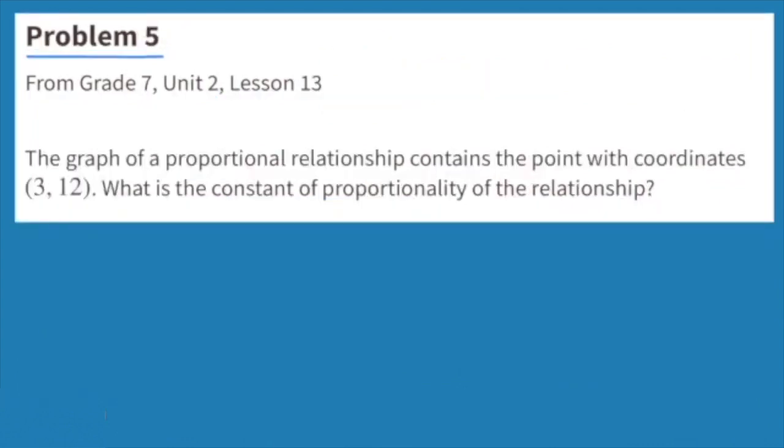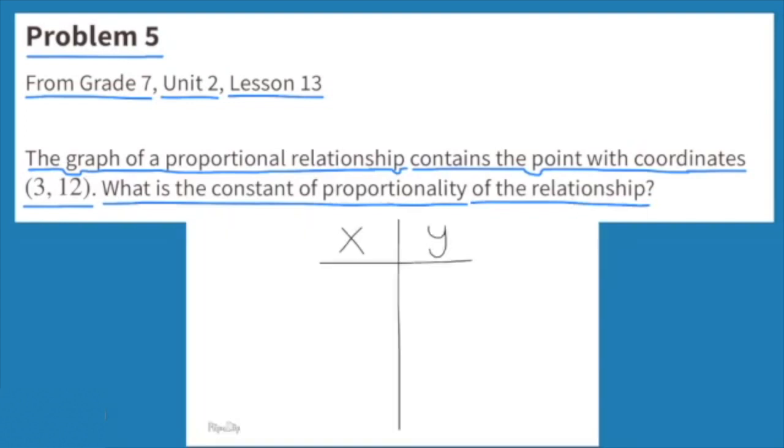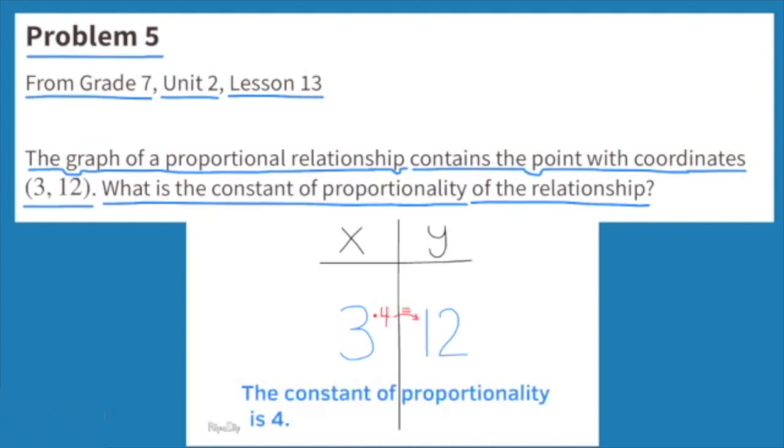Problem number 5. From 7th grade, Unit 2, Lesson 13. The graph of a proportional relationship contains the point with coordinates 3 and 12. What is the constant of proportionality of the relationship? I'm going to make a table with the x value on the left, which is 3, and the y value on the right, which is 12. Since 3 times 4 is 12, the constant of proportionality is 4.